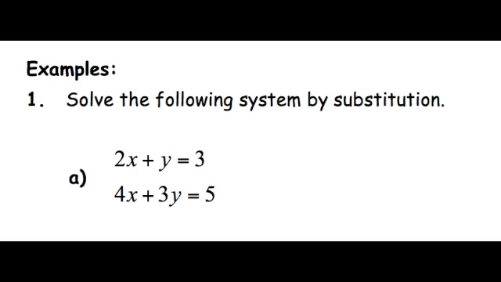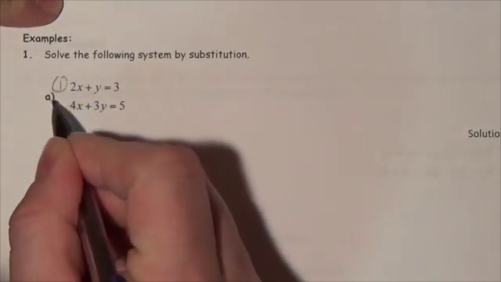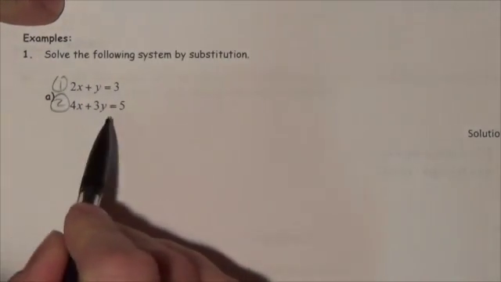Solve the following system by substitution: 2x plus y equals 3, 4x plus 3y equals 5. To solve this system by substitution, first of all, I'm going to label those two equations: equation 1 and equation 2.